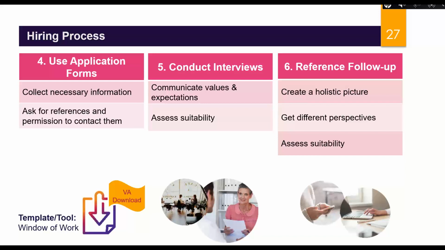Step 6 is follow up with references. Be sure to ask permission to contact references and check with more than one reference. Personal and professional are okay. Some organizations accept personal, they accept family references. Some organizations say nope, just professional. So again, it's really on a case-by-case basis.